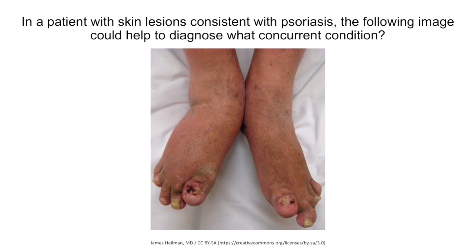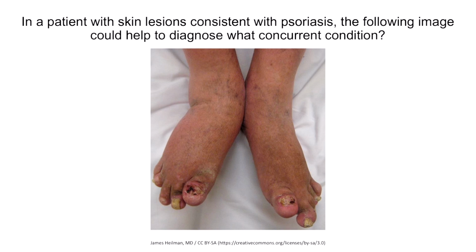Let's break up this lecture with a question. In a patient with skin lesions consistent with psoriasis, the following image could help to diagnose what concurrent condition. Okay, so this question requires a knowledge of disease processes that can be seen in addition to the skin manifestations of psoriasis. The nails and toes of this patient have been severely altered.